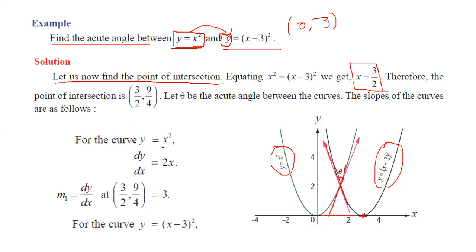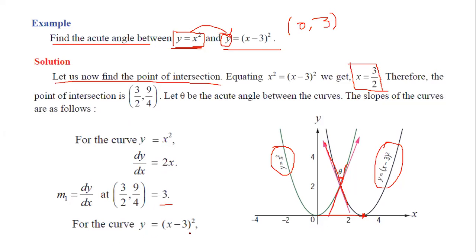For the curve y equal to x square, dy by dx is 2x, and then m1 is dy by dx at the point 3 by 2, 9 by 4, that is equal to 3. So 2 into x, substituting the x value 3 by 2, the 2 gets cancelled, then you will get 3.